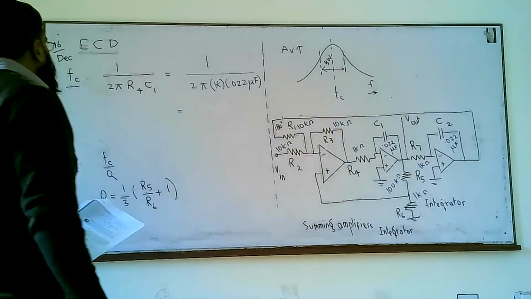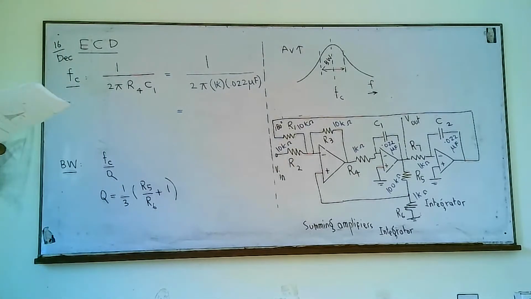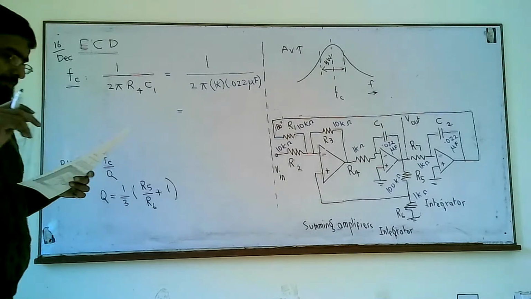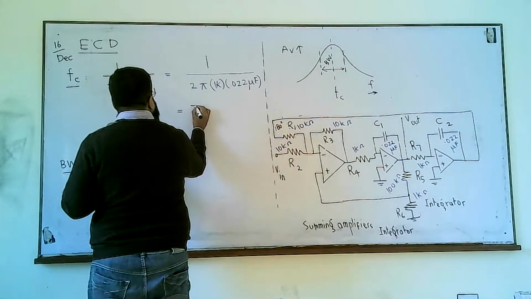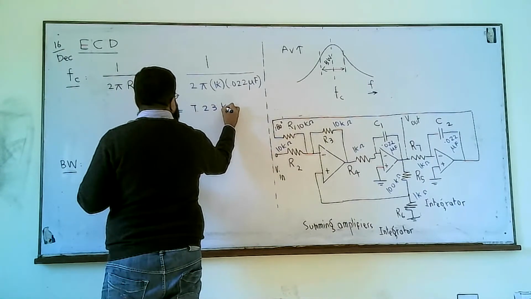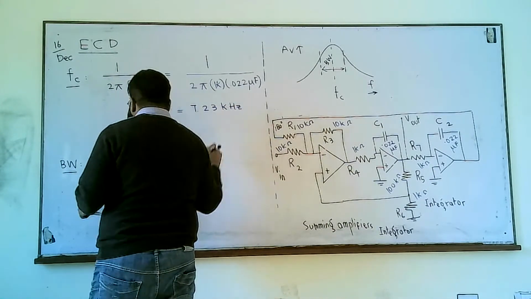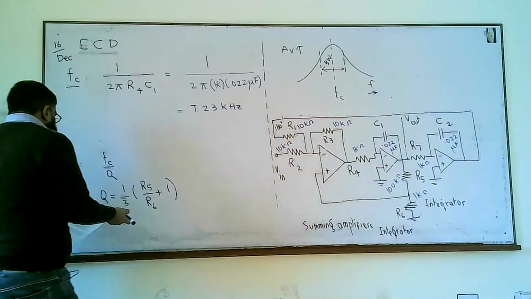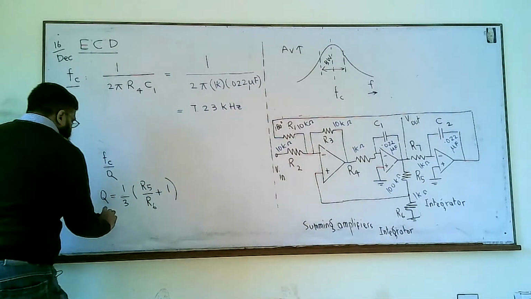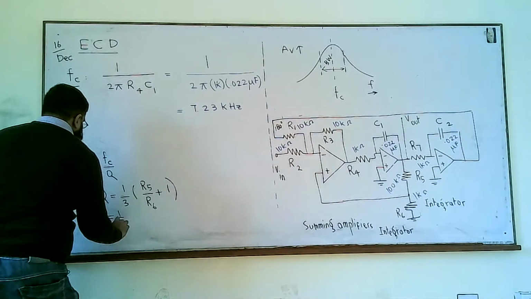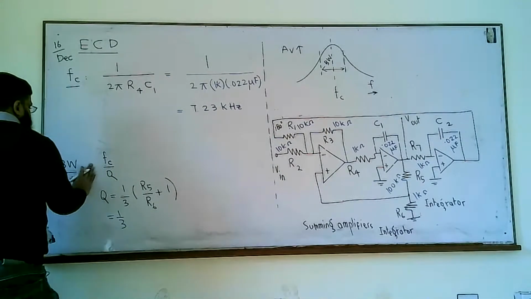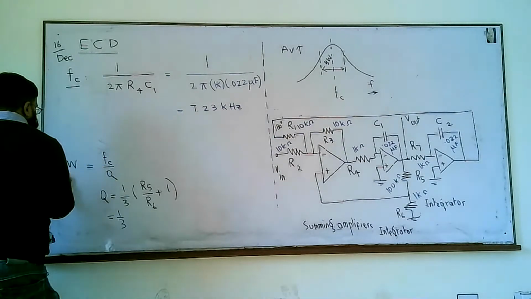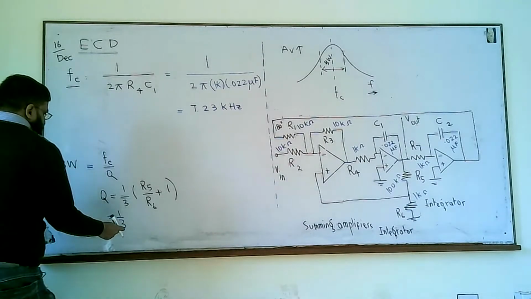Don't go out, neither here nor here, okay? So this comes out to be 7.23 kilohertz, and bandwidth is FC over Q. We can compute Q first and then bandwidth. So bandwidth is FC over Q, and we can compute it by first computing Q.